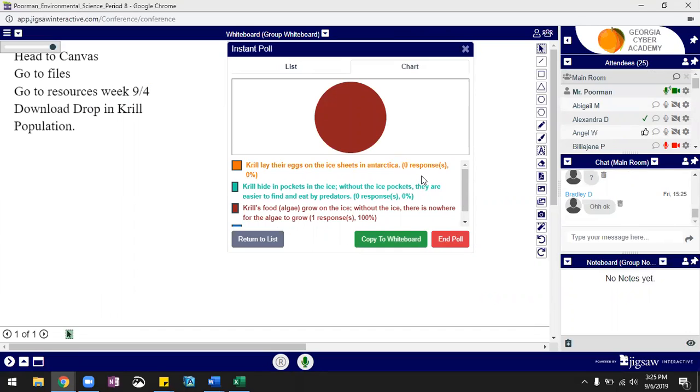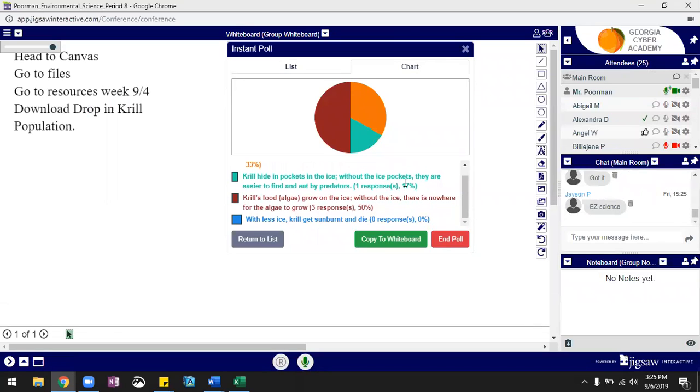Is it because krill like to lay their eggs on the ice sheets? Is it because krill hide in pockets of ice, and without the ice pockets, they are easier to find and eat by predators? Is it because krill's food source, which is algae, grow on ice, and without the ice, there's nowhere for the algae to grow? Or is it D, with less ice, krill get sunburnt and die? Which one is it?